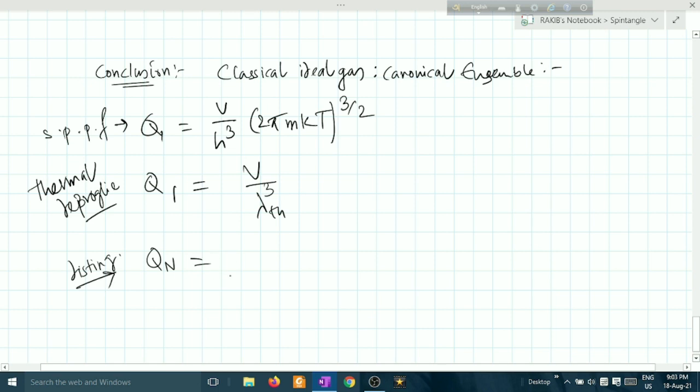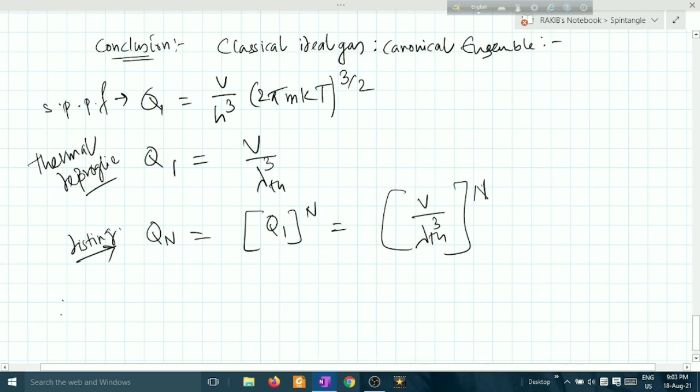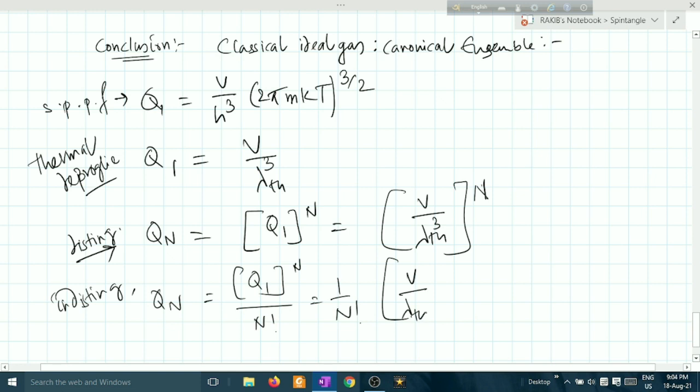Then the n particle partition function will be q1 power n, this means V upon lambda thermal cube power n, and in the case of indistinguishable particles, there will be a factor of 1 upon n factorial, here it is V upon lambda thermal cube to the power n. So this is our calculation in the case of a classical ideal gas.